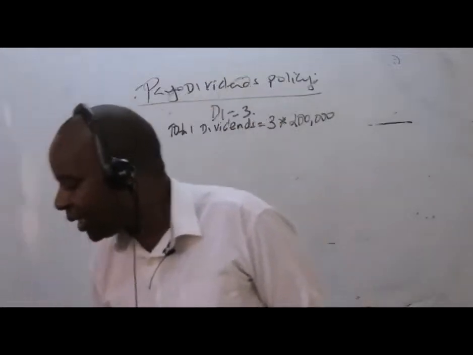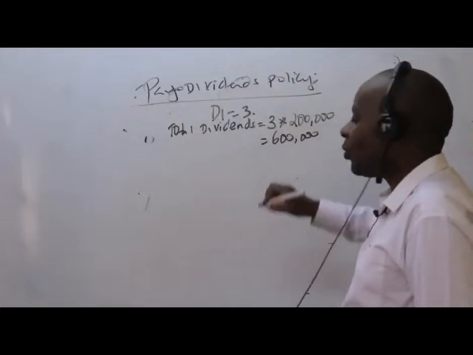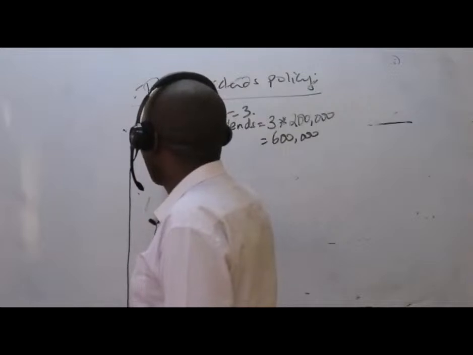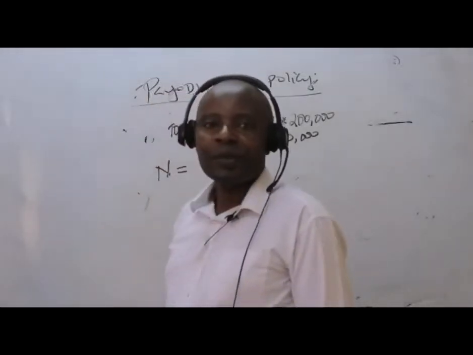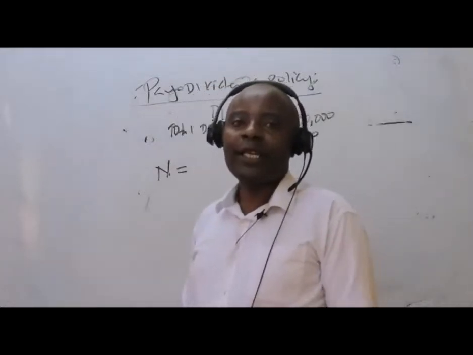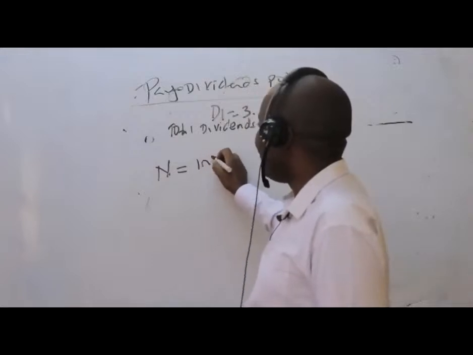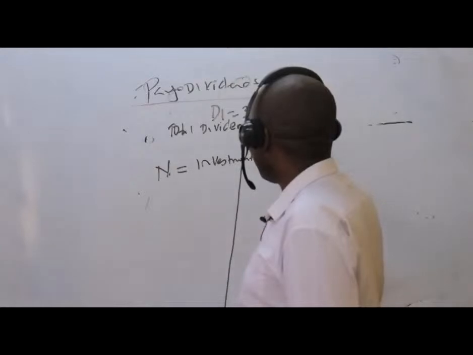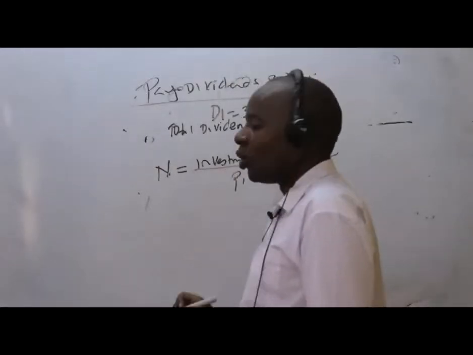Somebody, what you're getting here is 600,000, right? So if that is the case, then I would want straight away to give them the new shares. So how do I get the new shares? To get the new shares, we normally take the investment minus retained earnings, all over P1.